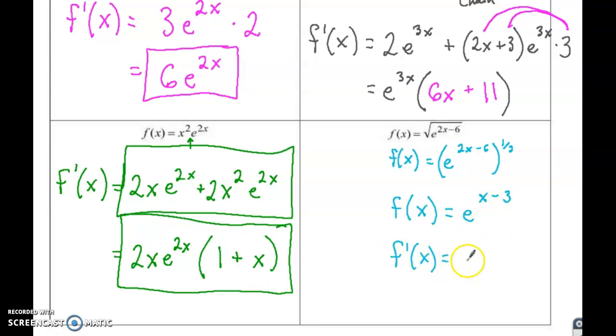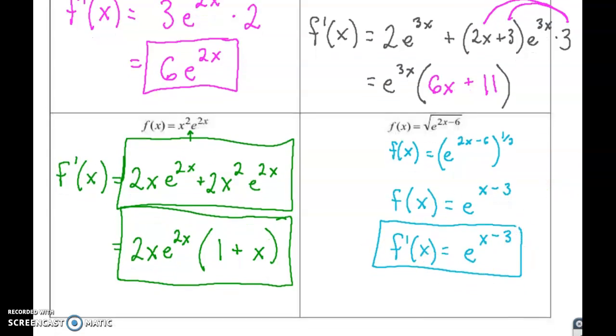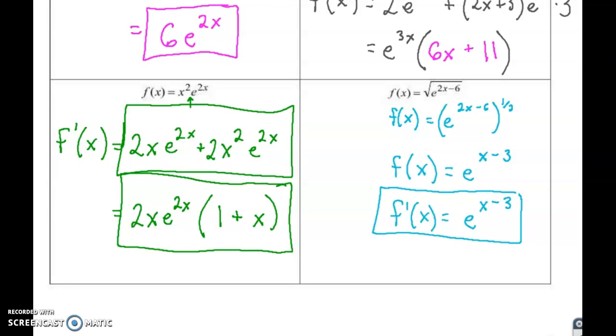Well, the derivative of e to the independent variable is itself times the derivative of x minus 3. Well, x minus 3 is just 1. Now, if you don't believe me, could you have worked it out looking at this original problem? I'll do this in red. Sure, you could have. It's a chain rule inside of a chain rule inside of a chain rule.